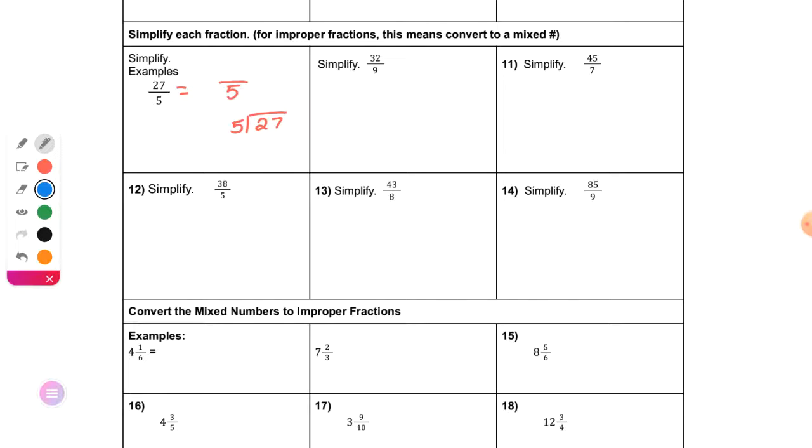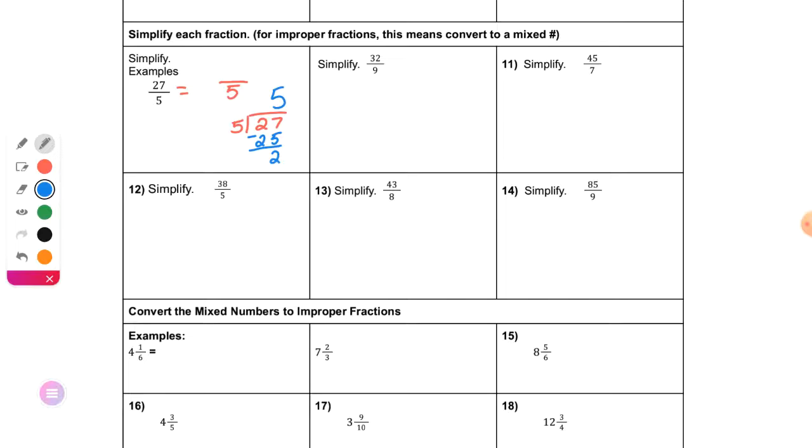5 times 5. Okay, 5 times 5 gets me really close. So I'm going to put a 5 up here. So 5 goes into 27 5 whole times. And that is 25. So then we subtract and we have a remainder of 2.